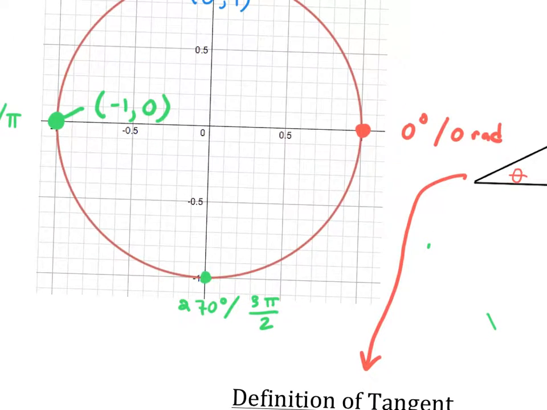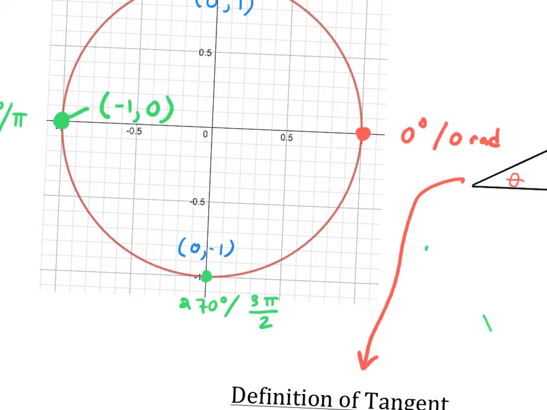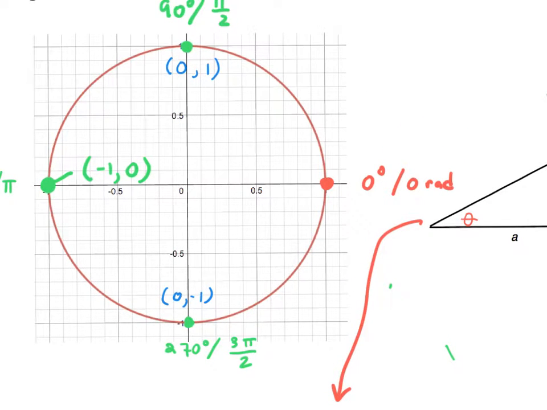Which means this point down here is (0, -1). And to interpret that as a sentence, the cosine of 270 is 0, and the sine of 270 would therefore be -1. It's just the coordinates of each point as it rotates around. Now, these ones are nice and pretty.